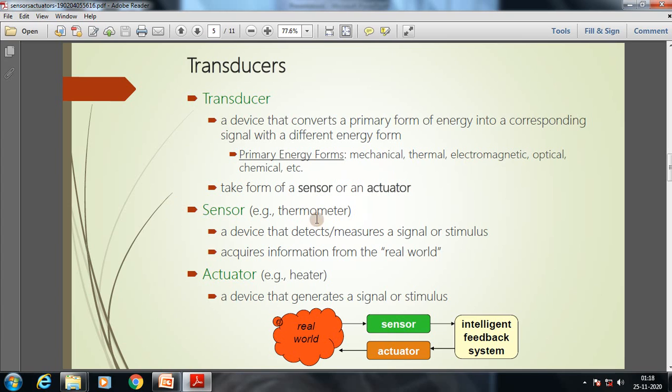Okay, the sensor, for example a thermometer, is a device that detects and measures a signal or stimulus and acquires information from the real world. So this is a sensor. Suppose we use a thermometer. What is the purpose of a thermometer? It reads the real-time physical temperature of a human body.